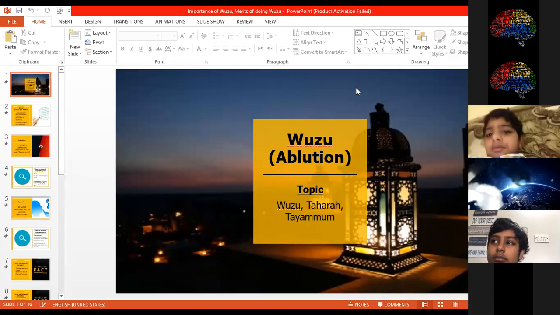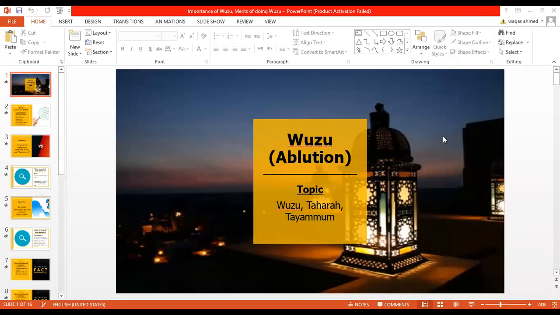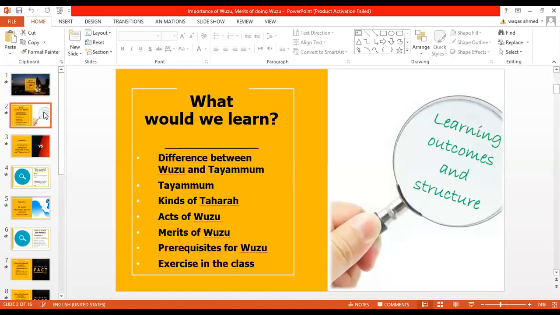As you can see the topic on your screen, that is ablution. That is about wuzu. We have discussed this topic about wuzu in the previous class, and now we are in the second part of the ablution class. So let's start. In this class, we will be discussing all these things which you can see on your screen right now.